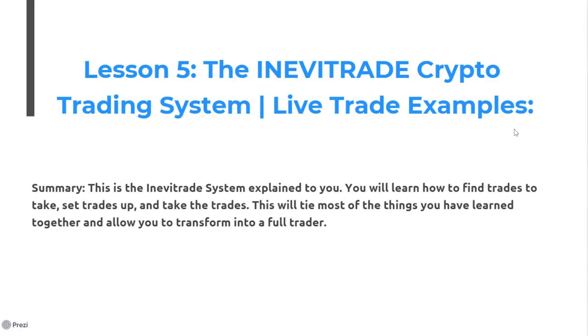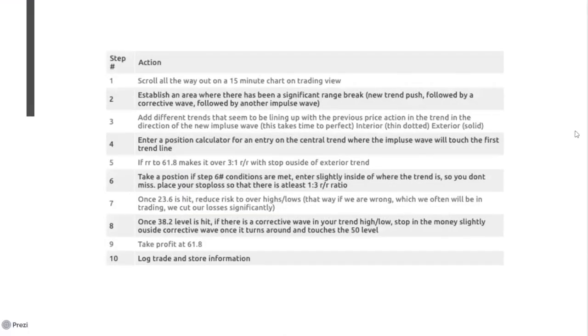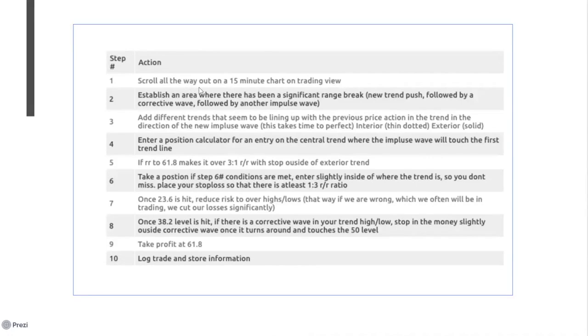So I'm going to walk you through the verbal walkthrough of how the system works, and then we're going to get right onto a chart and show a long example and then also a short example on Ethereum and Bitcoin. Okay, so basically the way this trading system works is as follows. Step 1, we're going to scroll all the way out on a 15-minute chart on TradingView. And like I said, I'm going to show you exactly step by step how to do this on TradingView and how to find the trades and set them up and handle the trades systematically on a chart. But just bear with me and try to comprehend it while I'm reading it.